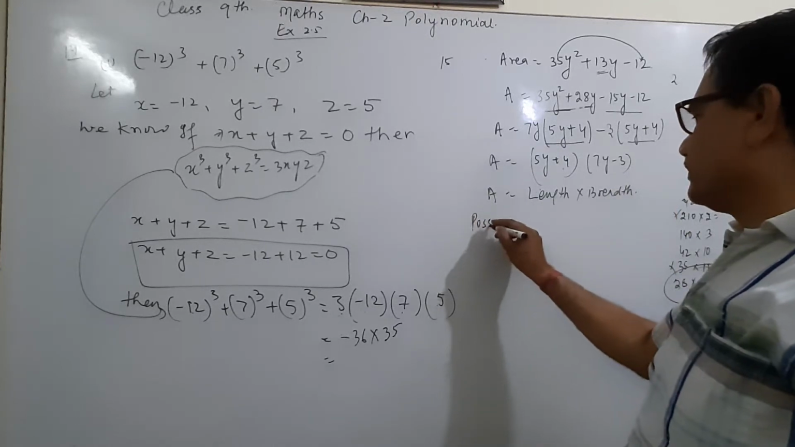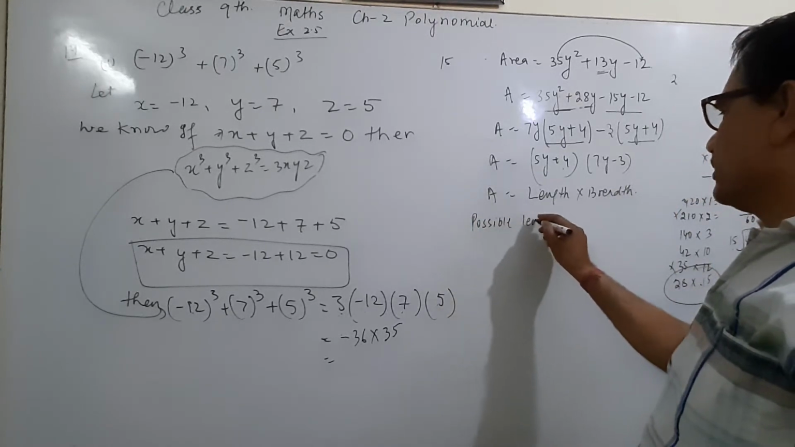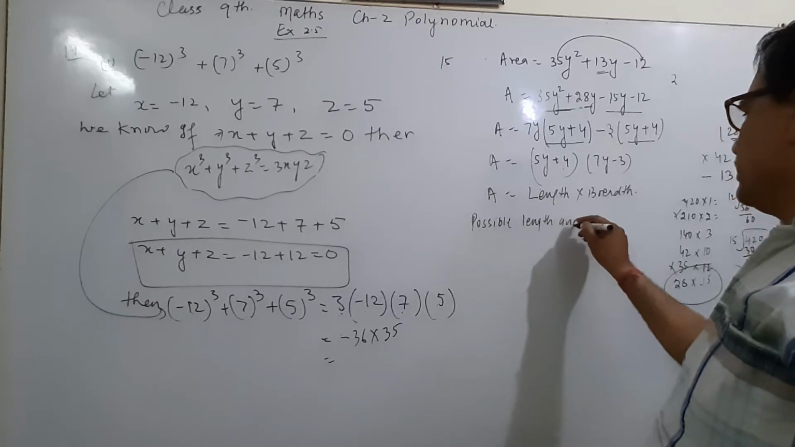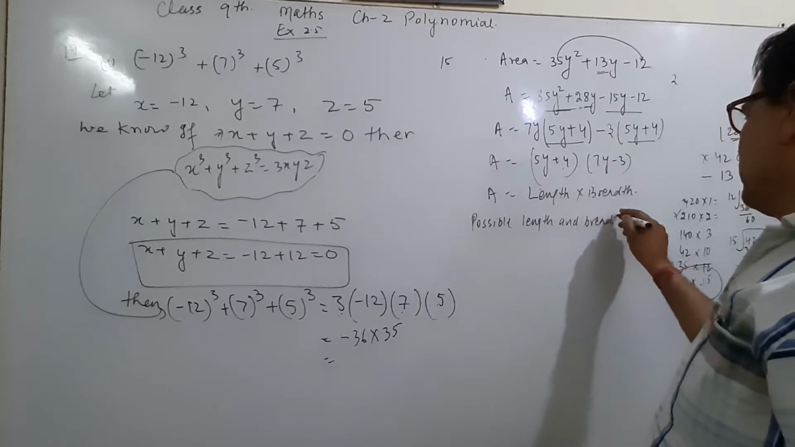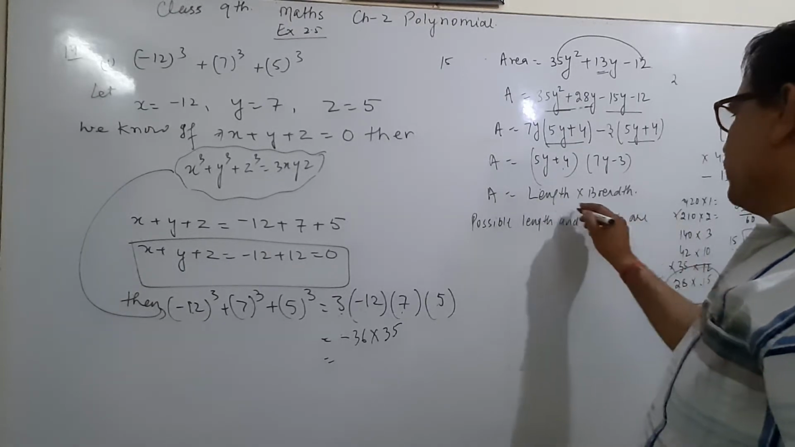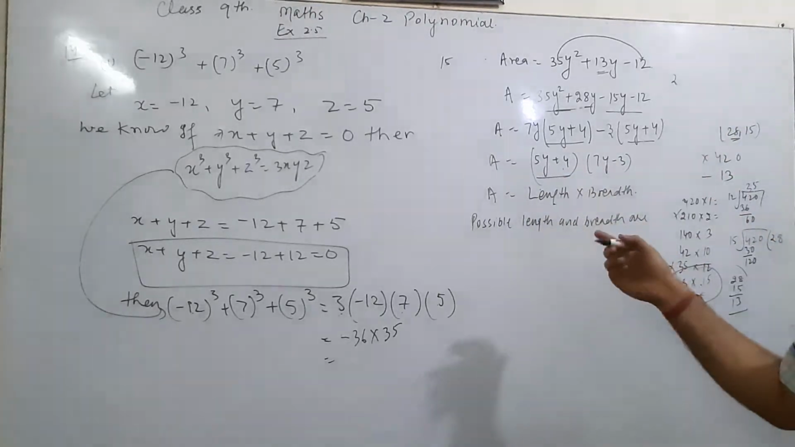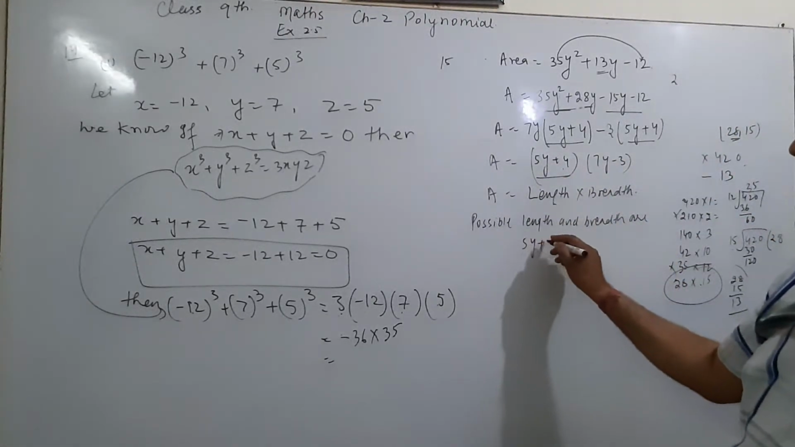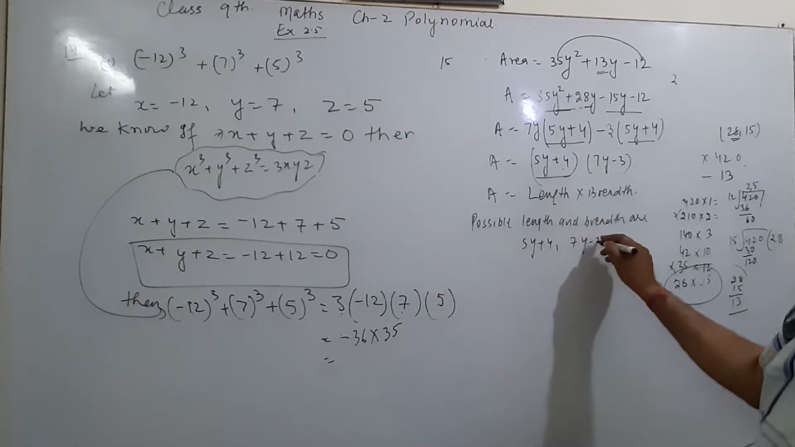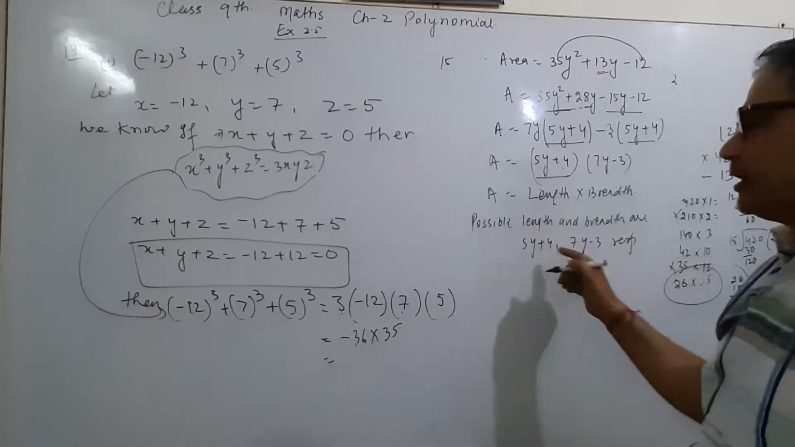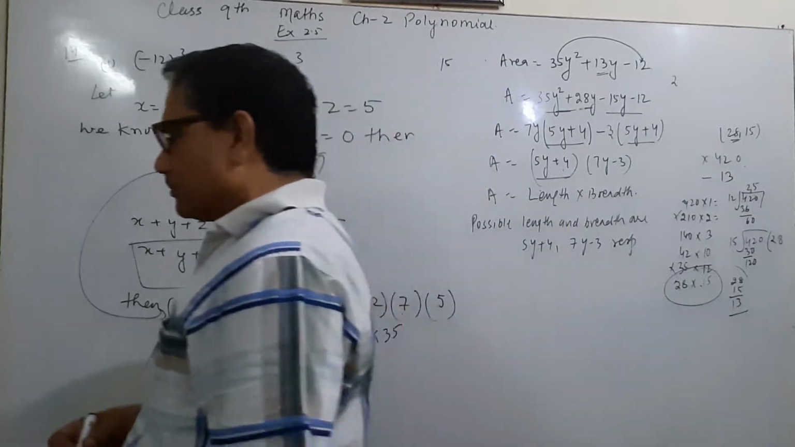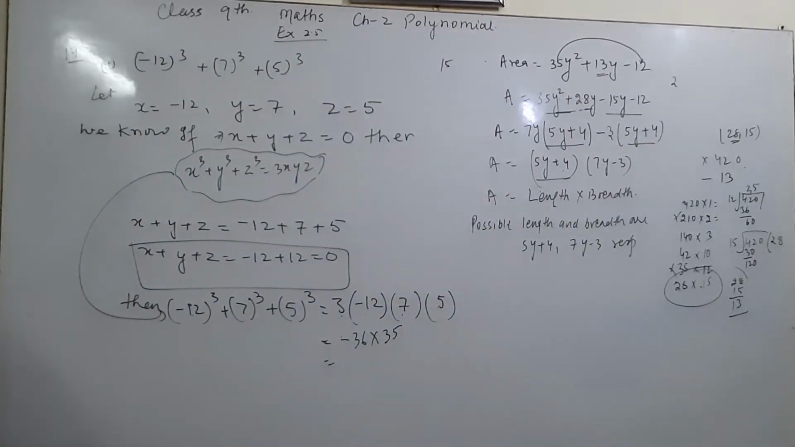So it means the possible length and breadth are which ones? Anyone can be length: 5y plus 4 and 7y minus 3 respectively, or you can interchange. And move to the last question.